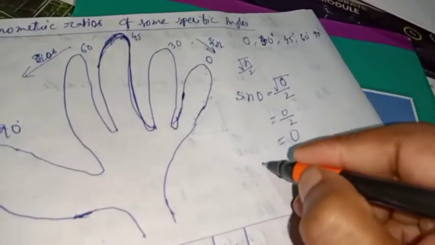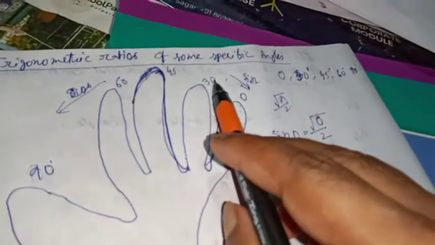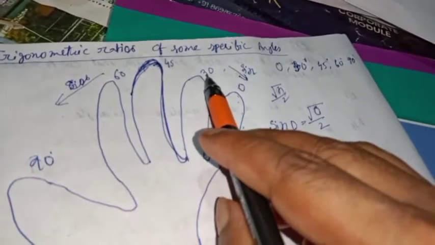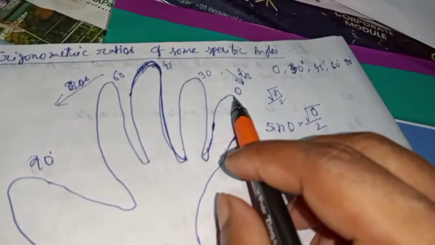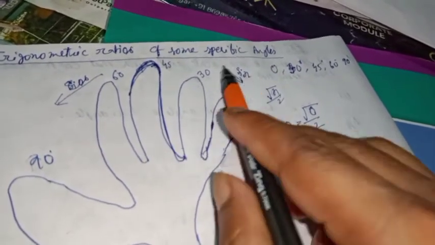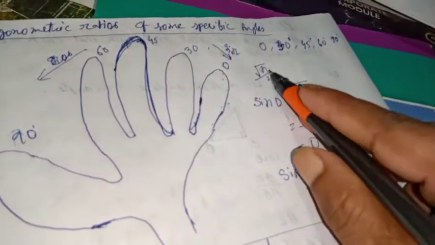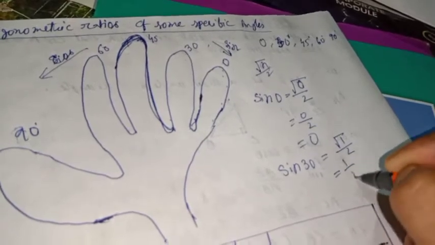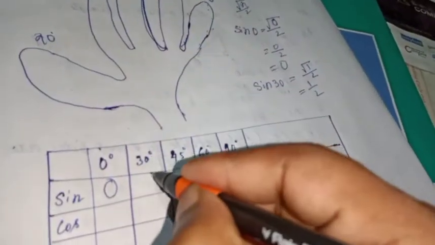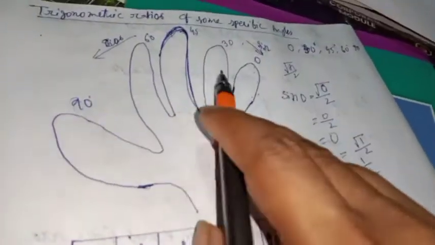Now suppose you need sine 30 degree. For 30 degree, you have to see after 30 degree how many fingers are after this finger. There is only one finger. So one finger, then you can write the number of fingers is 1. So root 1 by 2. The value of root 1 is 1, so 1 by 2. So sine 30 degree is half. Like this you can find out the value of sine for all of these.